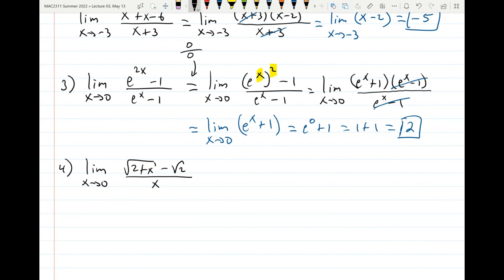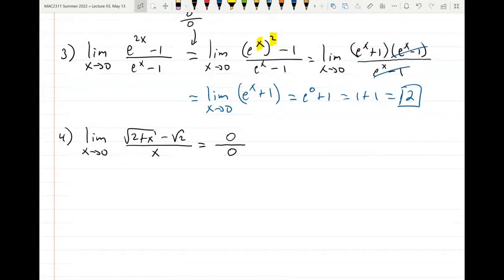Okay, so we just plug in and then we see what happens. So if we plug in x equals 0, what happens in the top? In the top, we're going to have square root of 2 minus square root of 2. Again, that's just 0. In the bottom, we also have 0. So 0 over 0 situation. So what do we do in this case?